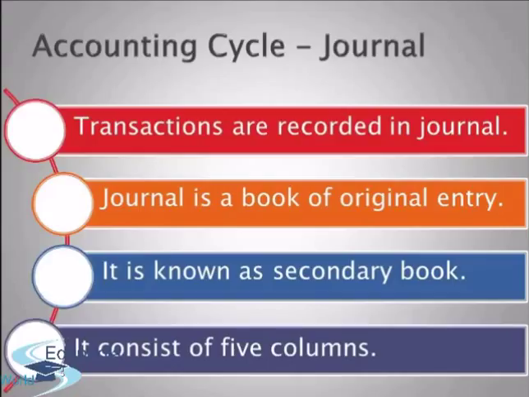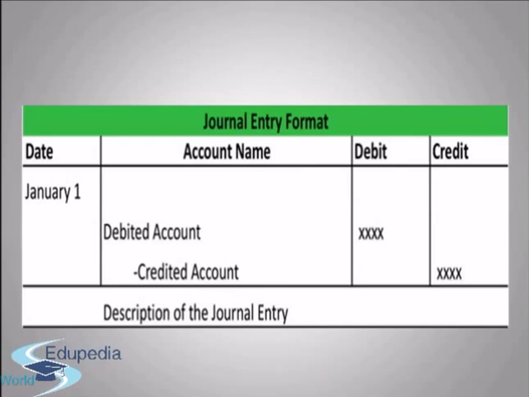So let us see how a journal looks. This is how the journal looks. It consists of these columns, and this is how it is represented in the books. We have the date column, the account name column, the debit column, and the credit column. In the date, we enter the date on which the transaction took place. Then in the account name, we first of all enter the account which needs to be debited and enter the amount in the debit column, and then in the next line we enter the account to be credited and the amount in the credit column, and then we give the description of the journal entry. So this is the general format of a journal entry, how it is entered in the books.